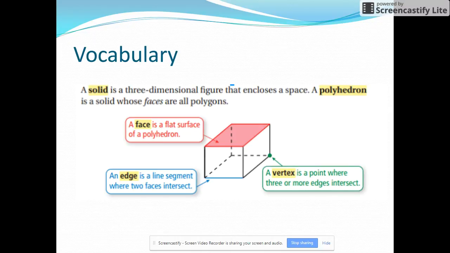Now, face is something you should be familiar with. In 6th grade, we talk about it a lot. A face is a flat surface of a polyhedron. Now, an edge. An edge is a line segment where two faces intersect. So right here on that blue line, that is an edge. And a vertex. A vertex is where three or more edges intersect. So this green dot, each one of these corners is a vertex.